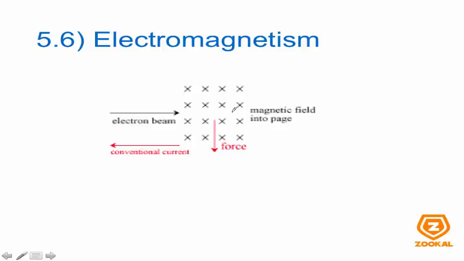Over here is a magnetic field into the page as shown by the crosses, and you're putting an electron beam into the magnetic field. So what happens is that this electron beam is negatively charged, and it is opposite in direction to that of the conventional current. So using Fleming's left hand rule, pointing your index finger into the page, your middle finger to the left for conventional current, you will end up with a force that points downwards.